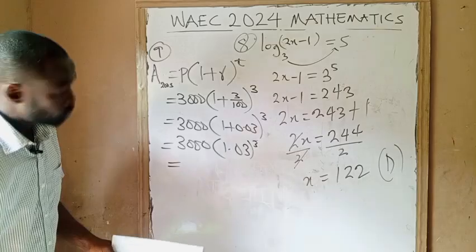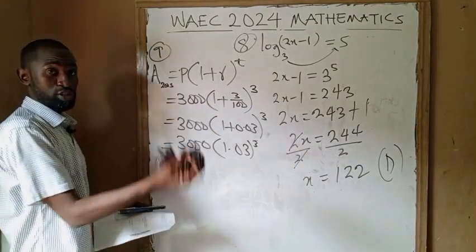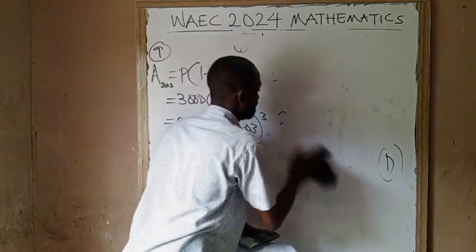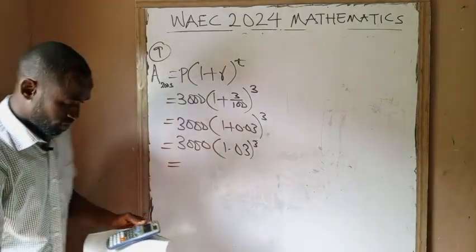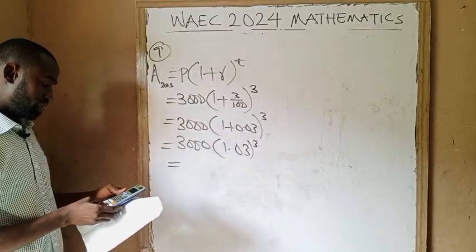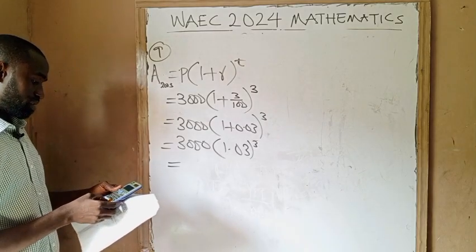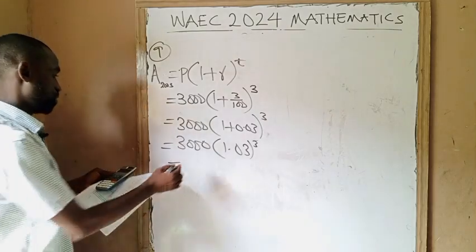We can solve this question in many ways, but this is the first one. I will show you the second one too. General analysis, I'm going to have the same thing too. So here we have 1.03 raised to the power of 3, then times 3000. This gives us what?